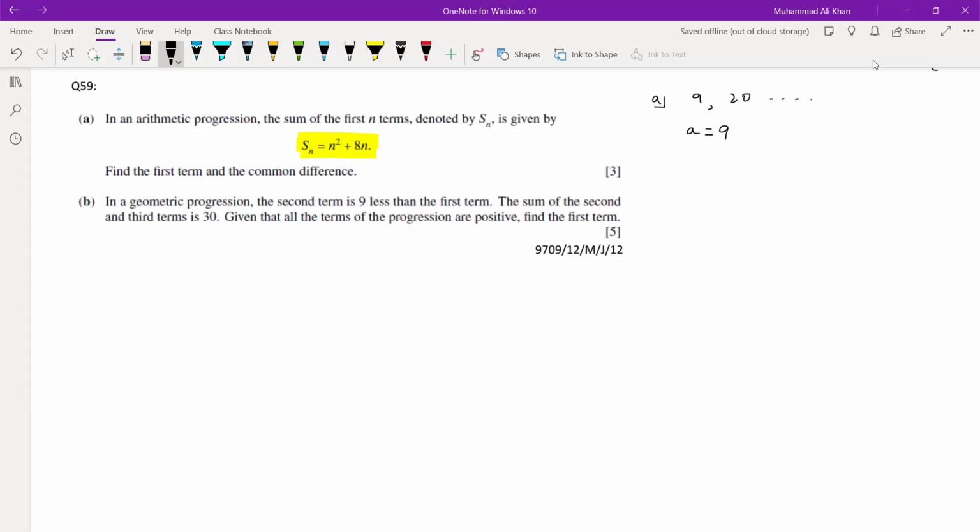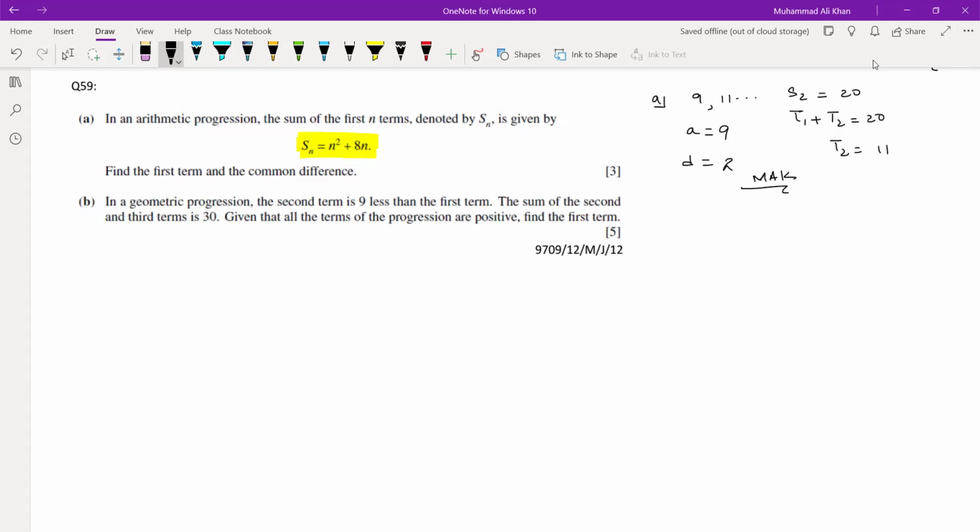Now listen. This is the sum of 2 terms. This is not the second term. So what can be written here? a is 9, S2 equals 20, and S2 equals what? T1 plus T2 equals 20. And what is T2? 20 minus 9, 11. The second term is 11, therefore the common difference will be 11 minus 9, which is 2. So you have calculated the common difference and the first term. Are you clear?